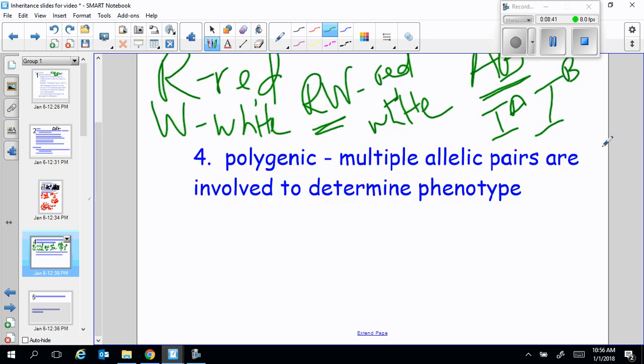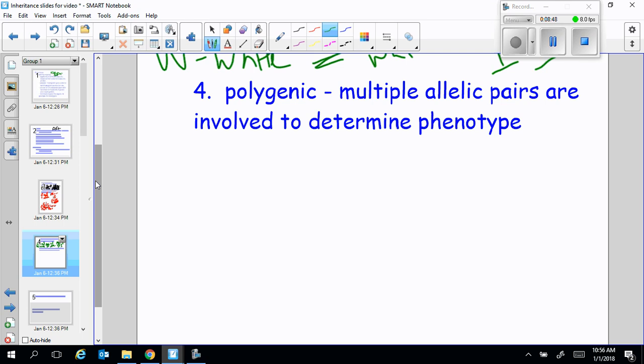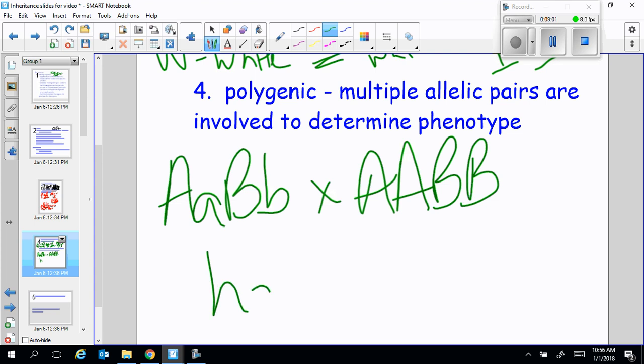All right, next one, polygenic. So that would mean that when you do your cross, you're not just looking at one gene or one pair, you're looking at multiples. So like if I have A, B, B, cross with A, B, B. So a great example of this is hair color. And you know it because there's so many different possible phenotypes. It's not even just due to two, it's due to multiple allelic pairs. So if you had to do this cross, you have to do a Punnett square with way more boxes.